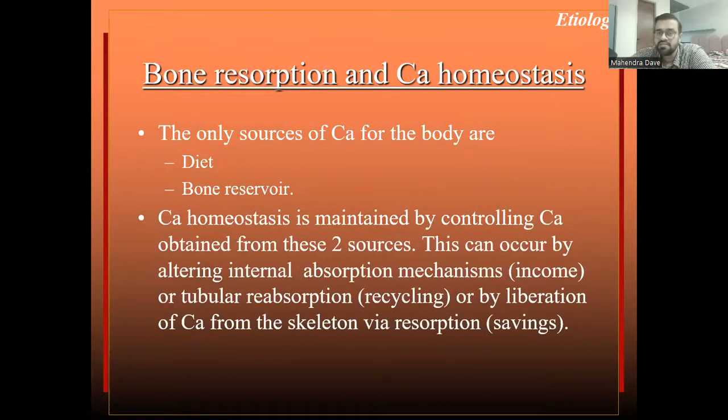Bone resorption and calcium homeostasis. The only sources of calcium for the body are diet or the bone reservoir. Calcium homeostasis is maintained by controlling the calcium obtained from these two sources. This can occur by altering the internal absorption mechanism, that is the trabecular resorption, that is recycling, or the liberation of calcium from the skeleton via resorption. These are the only sources of calcium in the body.